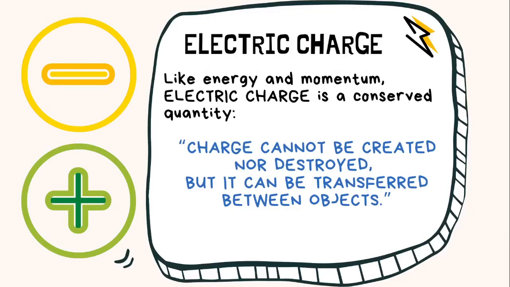When charges move between objects, the total amount of charge remains constant. Like energy and momentum, electric charge is a conserved quantity. This means that charge cannot be created nor destroyed, but it can be transferred between objects. Now that we know what electric charges are and their types, let's move on to the next question. What are the ways we can charge objects?